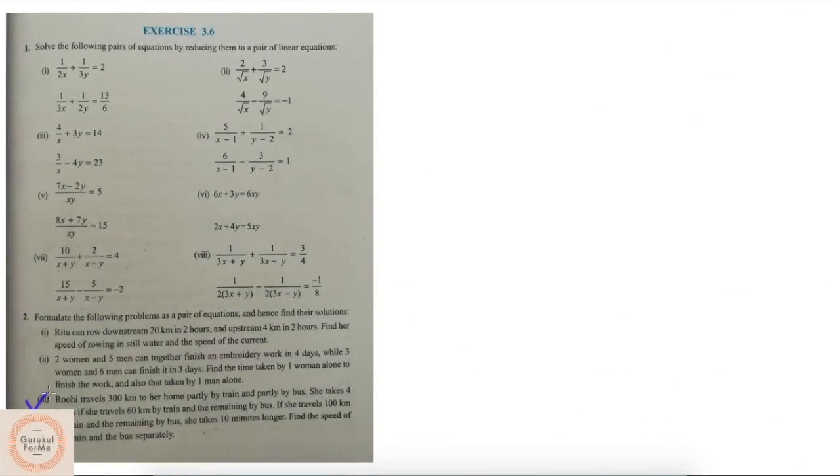Let's do the last one from this chapter. It says Ruhi travels 300 kilometers to home partly by train and partly by bus. Okay, she enjoys the time. She takes 4 hours if she travels 60 kilometers by train and the remaining by bus. So the total time taken is 4 hours. If she travels 100 kilometers by train and the remaining by bus, she takes 10 minutes longer, which means 4 hours 10 minutes. Find the speed of the train and bus respectively. So we need to find the speed of the bus and the speed of the train. Brilliant.